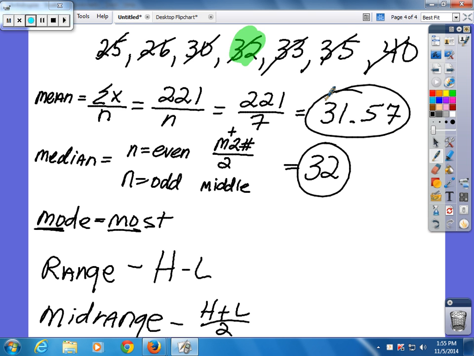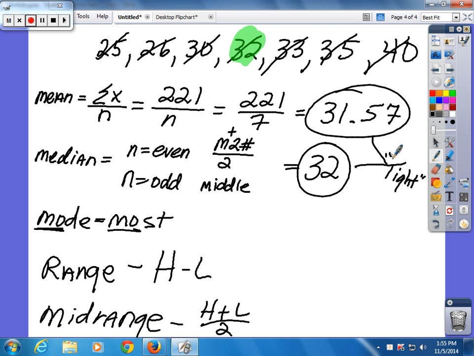These two are real what? Close. If the median and the mean are close, your data is tight. What does tight mean? It's valid. The data is valid. If you have a mean of 31 and a median of 86, your data is all screwed up. In other words, you need to go back and do something. You need to go back and resurvey, or you need to do something.